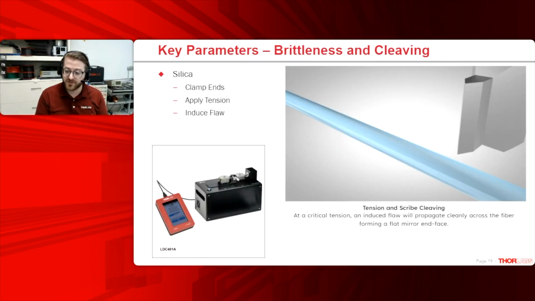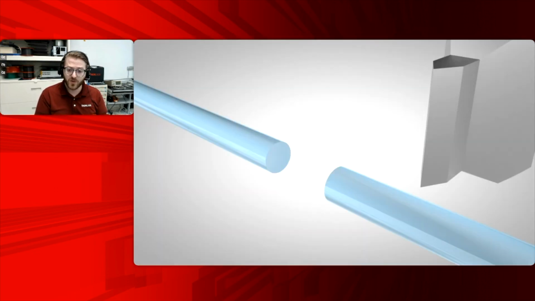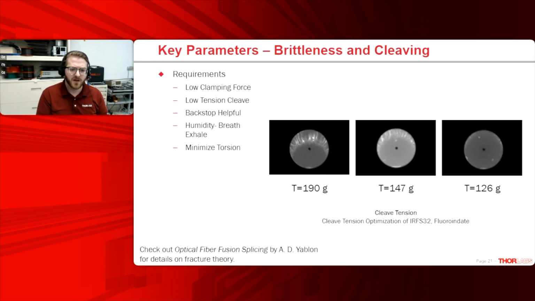There are several differences between doing this with silica and doing it with soft glasses. For one, you'll want to use a backstop. That can support the fiber on the back opposite the blade to make sure that the blade isn't just causing the fiber to flex. And the reason that it would be flexing is because the tension has to be much lower. So if you use the same tension that you would use with silica fibers, you'll get these marks from hackle.